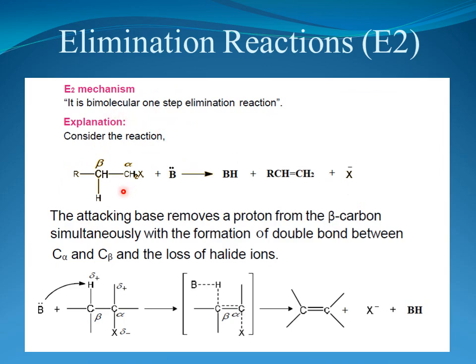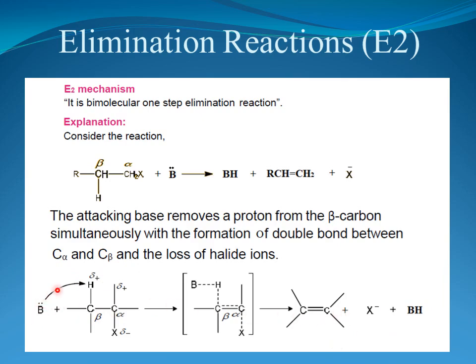Now you can see that this is the substrate. The base is going to attack, giving you an elimination product in a one-step process. The attacking base removes a proton from the beta hydrogen. As you can see, this is the beta hydrogen. This base is going to abstract this proton, simultaneously with the formation of a double bond between alpha carbon and beta carbon. This is the alpha carbon, this is the beta carbon, and the loss of the halide ion.